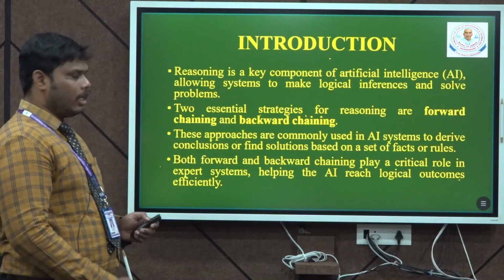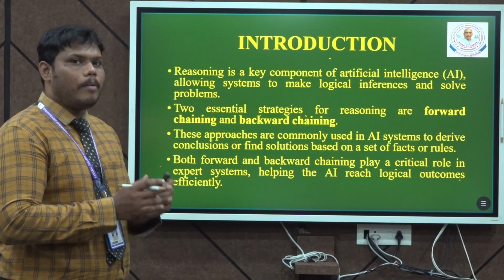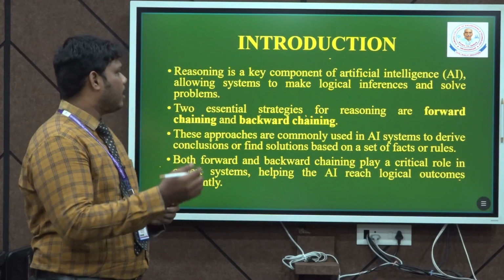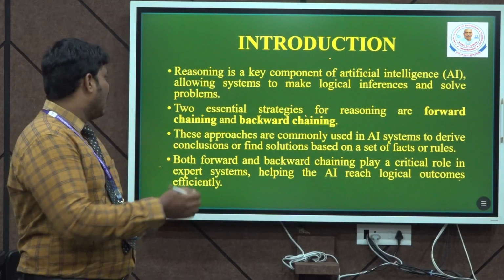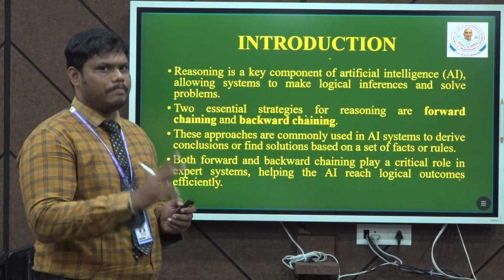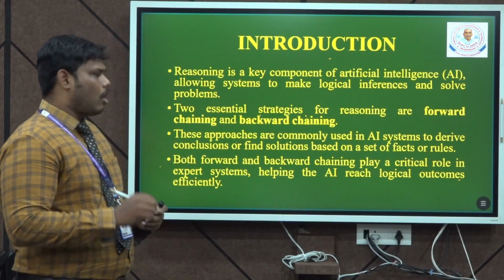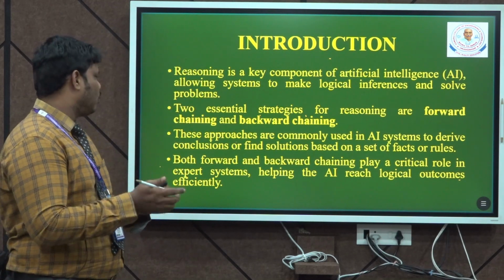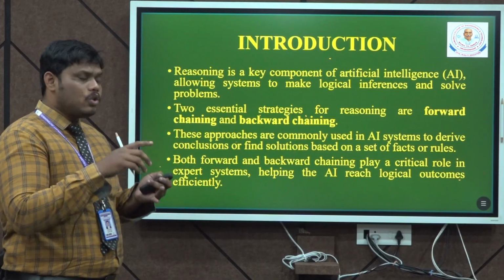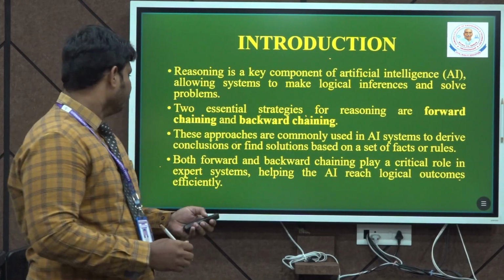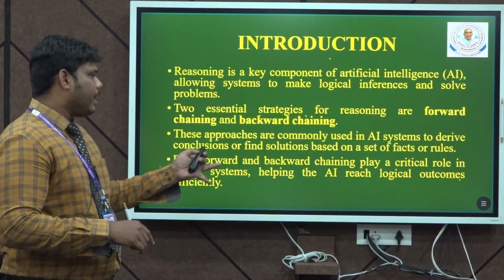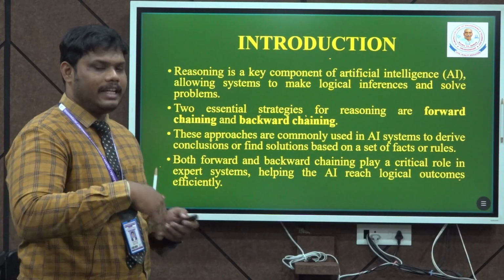First, the introduction. Reasoning is a major key component in artificial intelligence that allows a system to make logical inferences and even solve problems. There are two essential strategies in reasoning. The first one is forward chaining, the second one is backward chaining. These two approaches are commonly used in artificial intelligence systems to derive a conclusion or to find a solution for a particular system using a set of facts or rules. Both these chaining methods play a critical role in expert systems, helping an AI to reach logical outcomes in an effective manner.